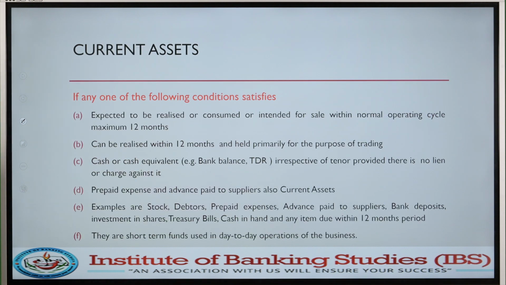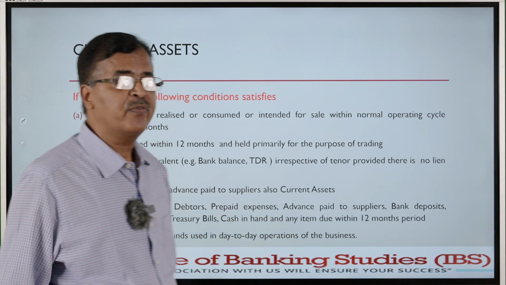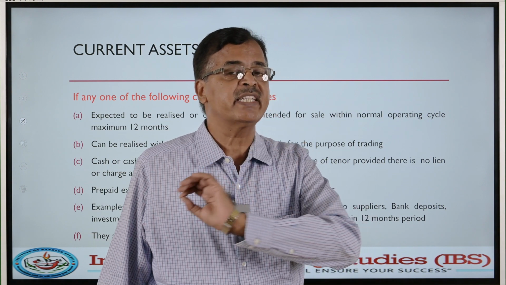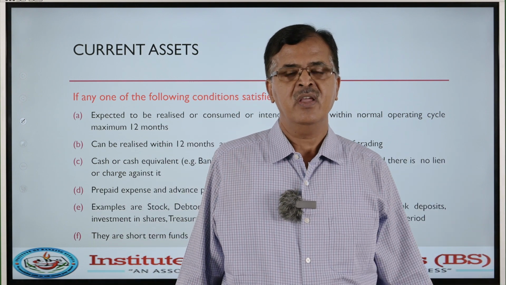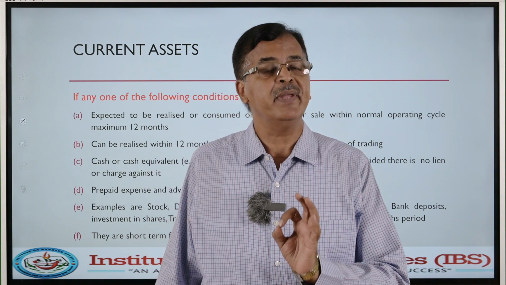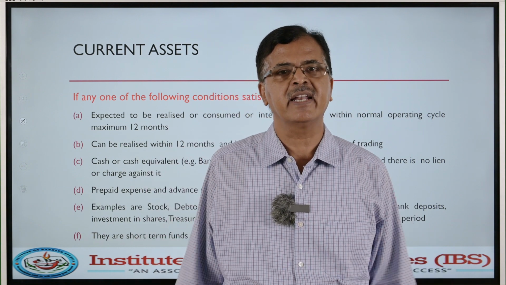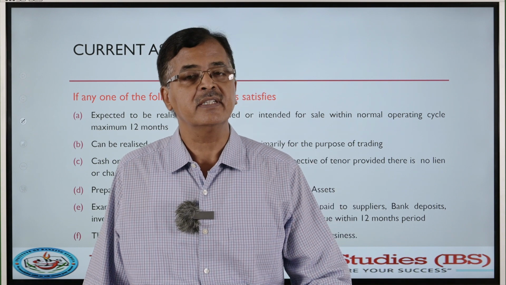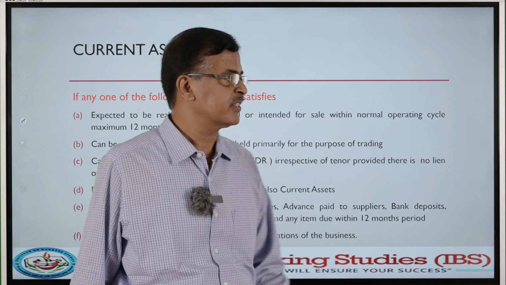What is a current asset? If we examine the nature of a current asset, those assets which can be converted into cash within a normal operating cycle, or we can say within a period of 12 months, can be considered as a current asset. How fast can the asset be converted into cash?